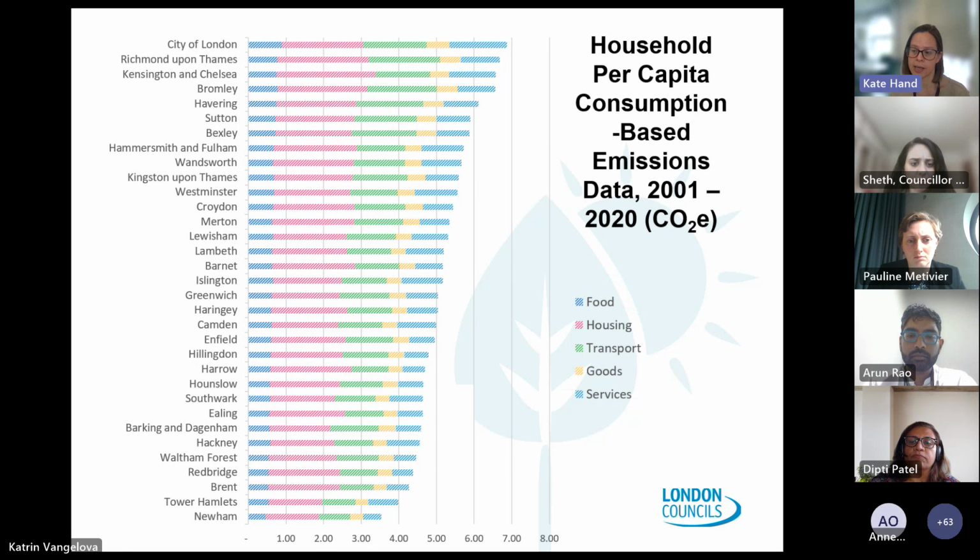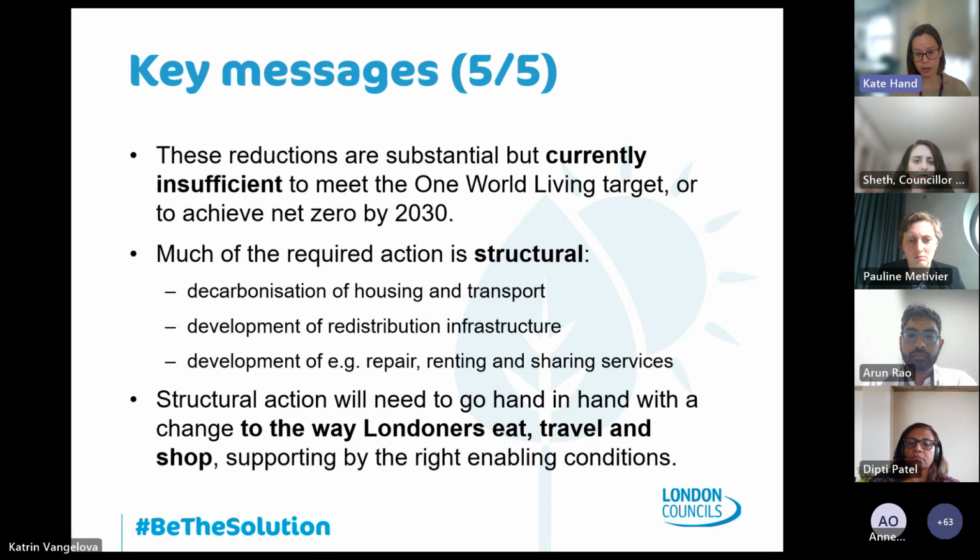And the final key messages slide is that although we are going in the right direction, reductions are not currently enough to get us to our One World Living target of a two-thirds reduction in consumption emissions by 2030, or to achieve net zero by 2030. We know that much of the action required is structural, so big changes to housing and to transport. We need better redistribution infrastructure. We need to do more around things like repair and renting and shared services and the broader circular economy, which ReLondon, of course, can speak to in more detail. But that structural action has to go hand in hand with a change to the way that we live as Londoners, that we eat and travel and shop.